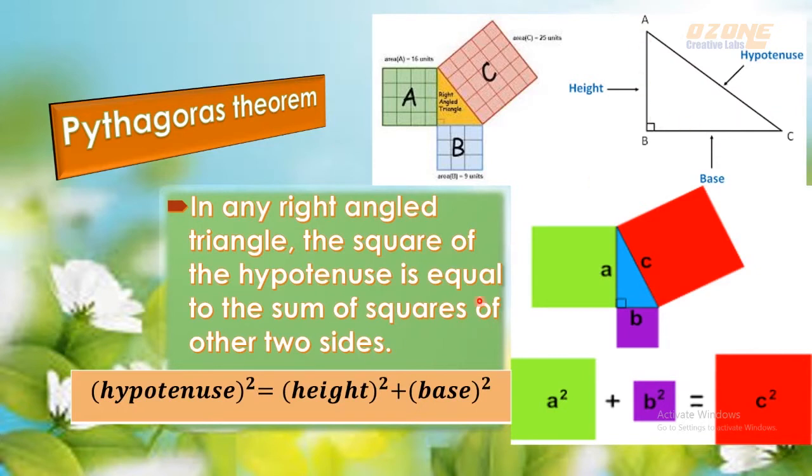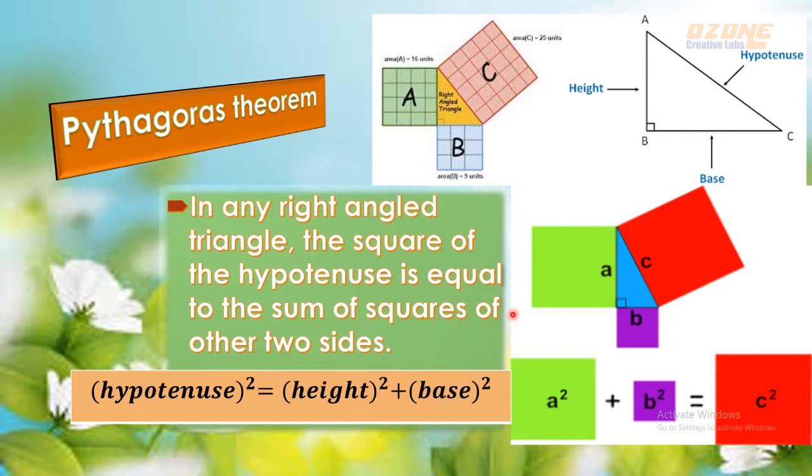So here one triangle ABC is given. AC is the longest side, so it is the hypotenuse, and AB is considered as height and BC is considered as base. So hypotenuse square is equal to height square plus base square. We'll just go through the proof of this theorem.